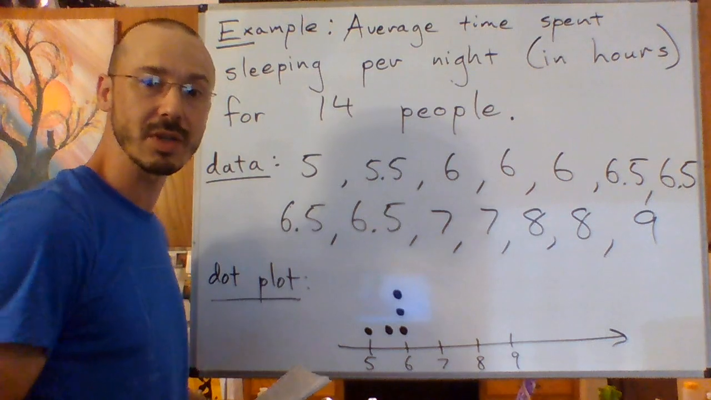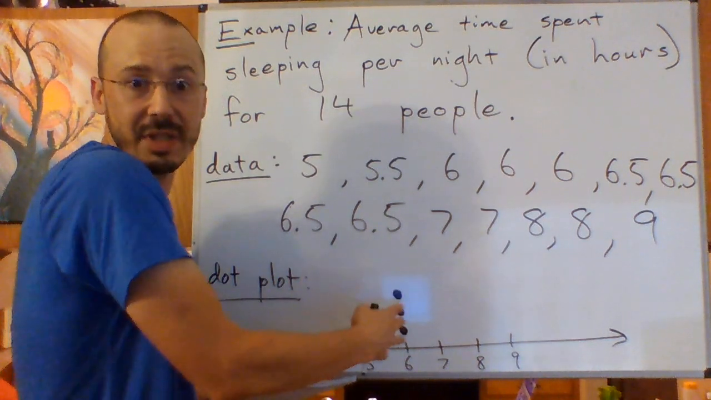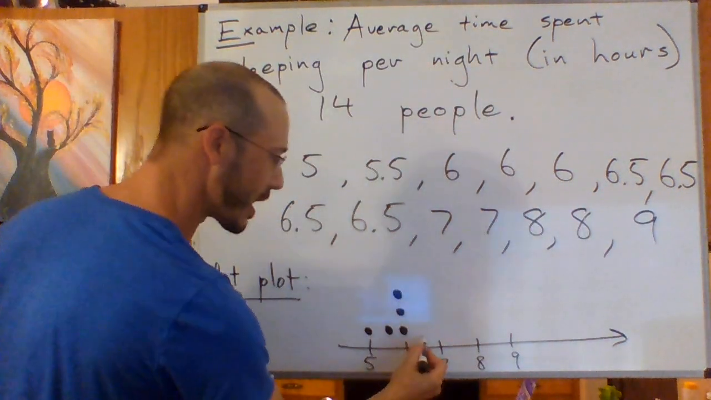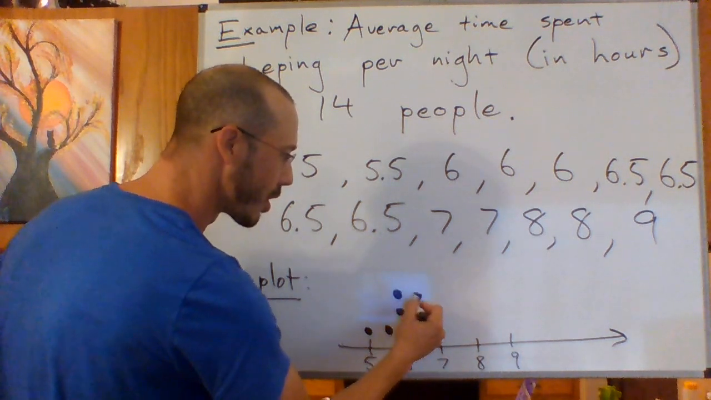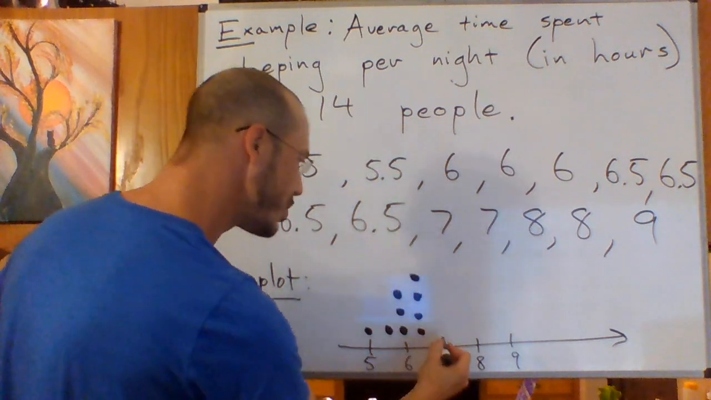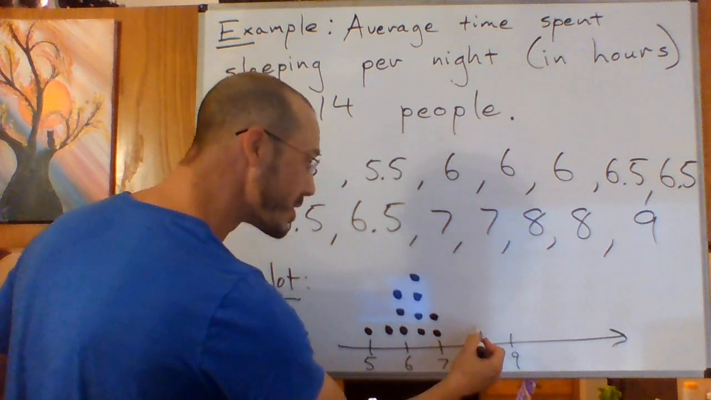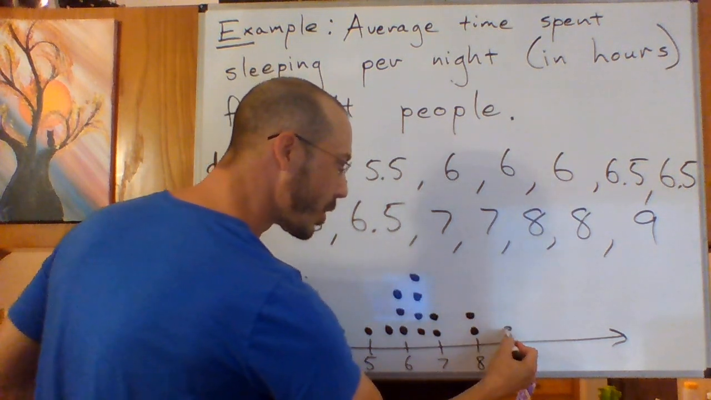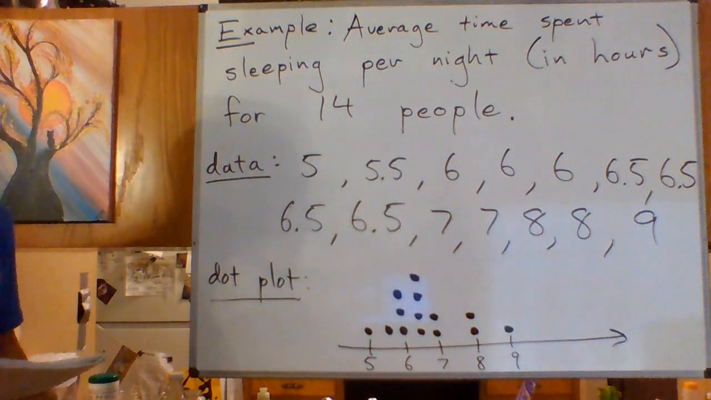See how I'm stacking those? Because they're all at the value 6, but now I've got all 3 of them in the same place. There are 4 values of 6.5, so halfway between 6 and 7, I'm going to put 4 dots, 2 7s, no 7.5, 2 8s, and 1 9. And that is a dot plot.